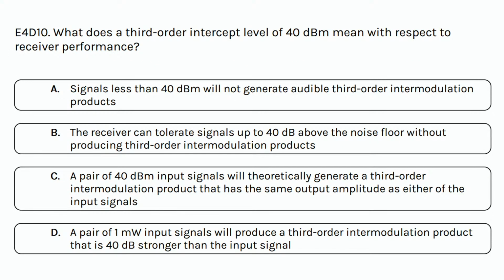So what does a third order intercept level of 40 dBm mean with respect to receiver performance? We're talking about intercept point. Think fruit, the pair. It's a pair of 40 dBm input signals. Delta, will Charlie, theoretically generate a third order intermod product that has the same output as either of the input signals. That's intercept point, third order intercept.